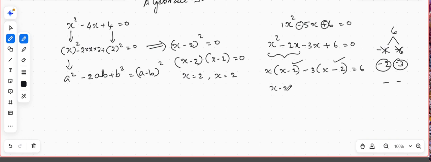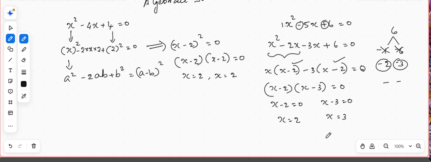Can I take that outside? What is left out here? x. What is left out here? Minus 3. Sorry, this is equal to 0. So can I equate x minus 2 equal to 0? That means x is equal to 2. x minus 3 equal to 0. That means x is equal to 3. Understood? So splitting the middle term, is it clear?